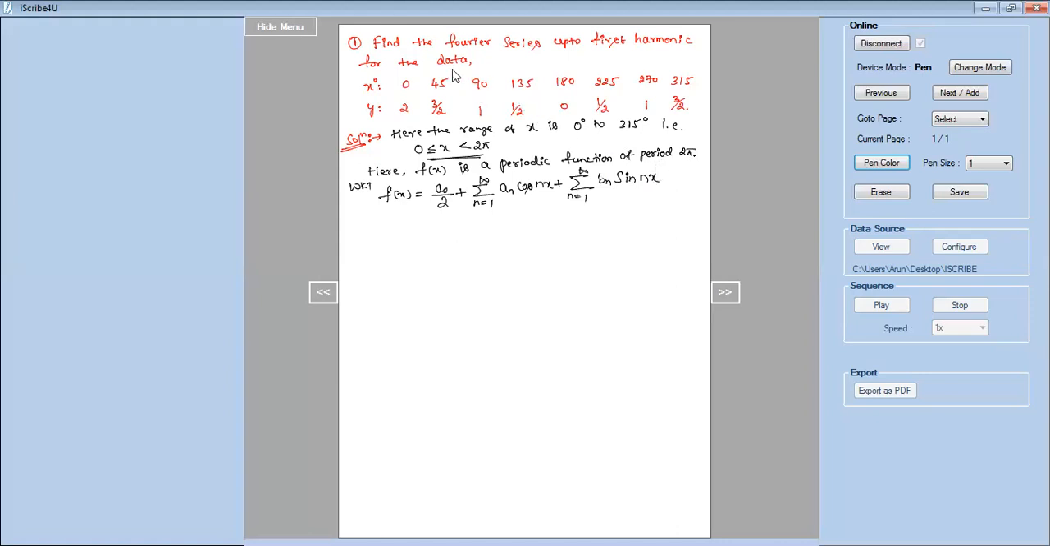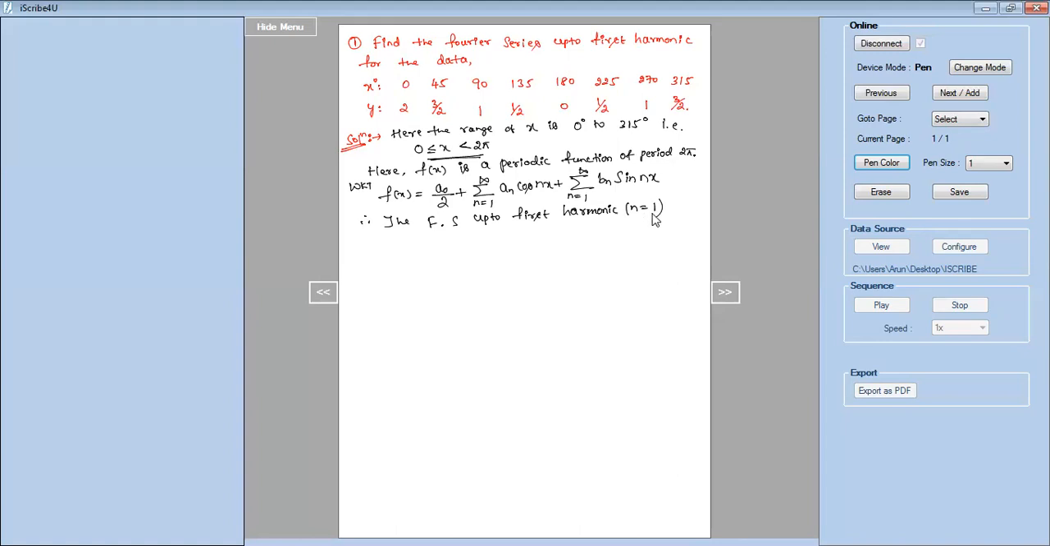And here what we want. In the problem they said, find the Fourier series up to first harmonic. So I'll write FS, the Fourier series up to first harmonic. First harmonic means the value of n will be equal to just 1. Second harmonic means n will be 1, 2, like that. So the number of harmonics means the values of n.